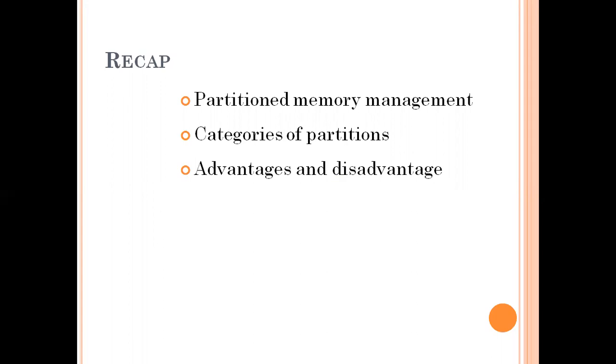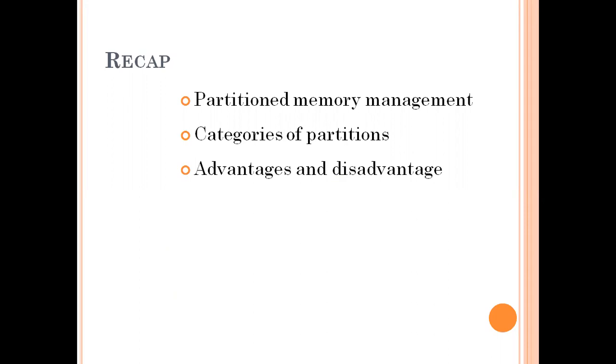We also discussed the different categories of partitions. The two main categories of partition in partition memory management are static partition and dynamic partition. In static partition, as the name indicates, the memory is divided into a number of partitions before the job arrives, and the number of partitions and the size of each partition remain fixed and cannot be altered.